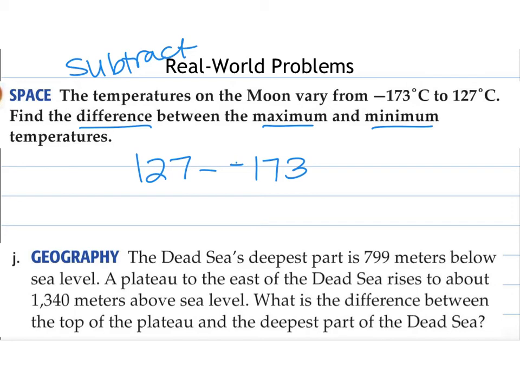All right, let's subtract integers. In order to do that, we make the subtraction into addition. Make the negative a positive, so we chop, chop. Now we're going to add these two together, 127 and 173, 10, 10, 3. So that means that there's a difference between the max and minimum temperatures on the moon of 300 degrees Celsius. Include labels since they're word problems.